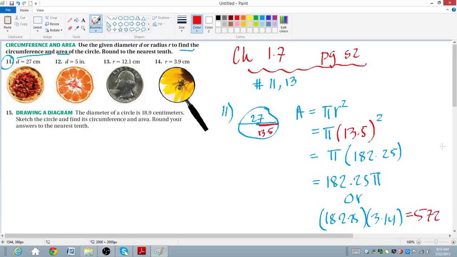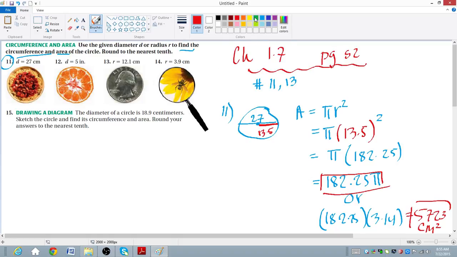572, and it asks you to round it to the nearest tenth. So all I need is just one decimal, and it will be 572.3. Make sure it's cm squared since it's area. So your answer is this or this. That's number 11.